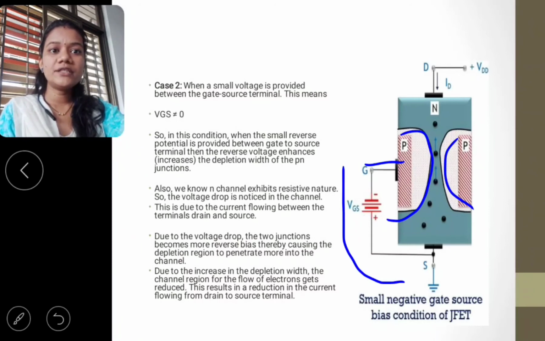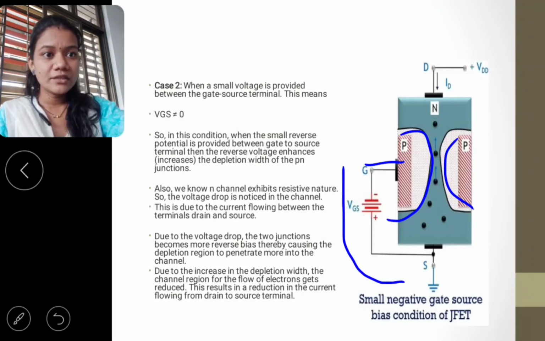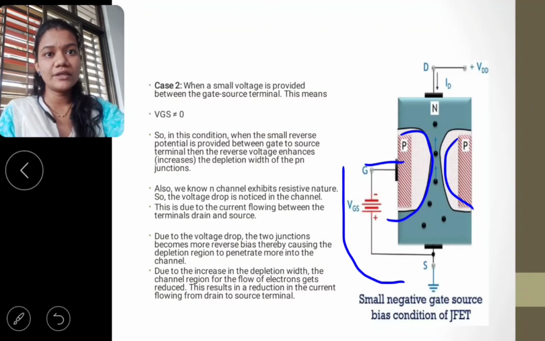Due to the increase in the depletion width, the channel region for the flow of electrons gets reduced. As the depletion region increases, there is a small space for electrons to move from source to drain. As the depletion width is increased, the flow of electrons is reduced. This results in a reduction in the current flowing from drain to source. So because of this, the current will also reduce. This is our case 2.